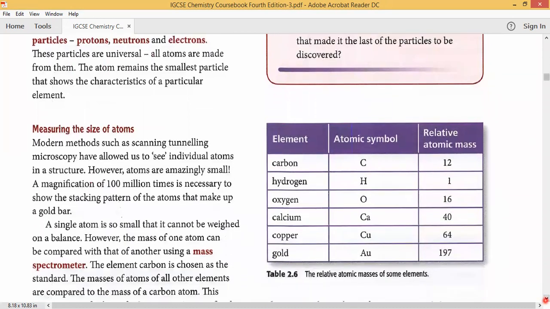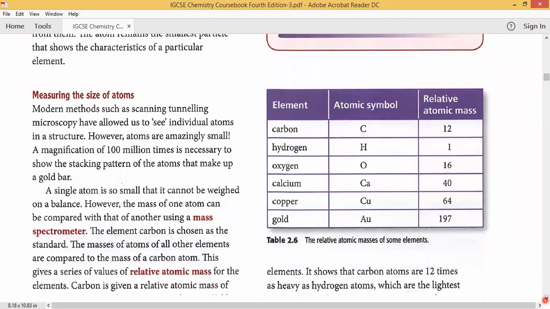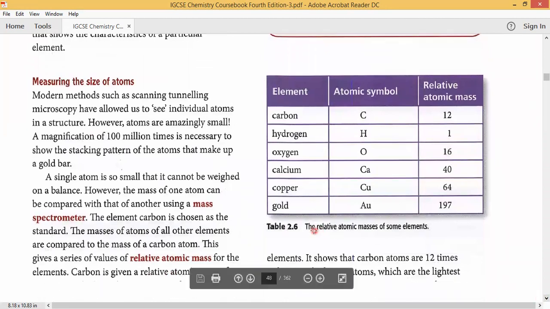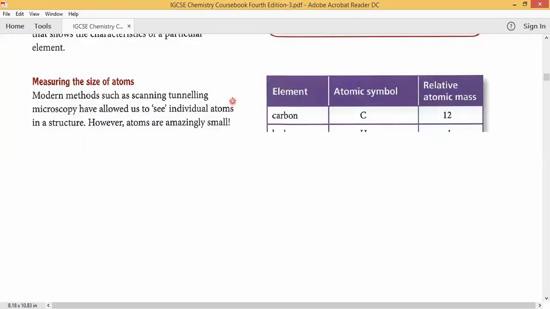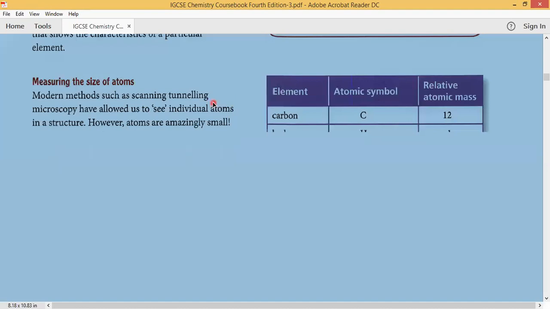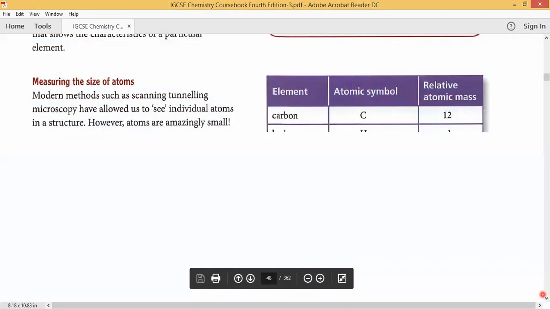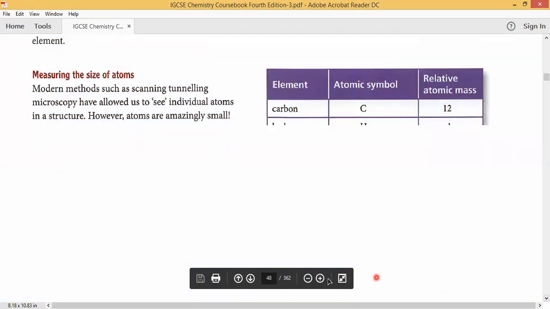Now, individual atoms are very small in size, and so far we have only one kind of microscope, scanning tunneling microscopy, which allows us to see individual atoms. That we have been able to do hardly for a decade. If we go back further than that, we were not able to see atoms, right? Let's move on to the next page then.